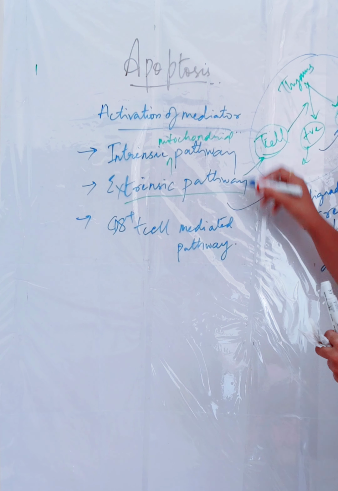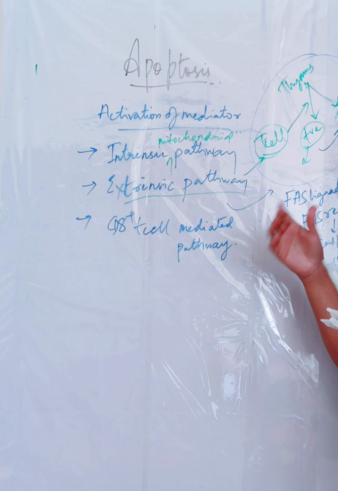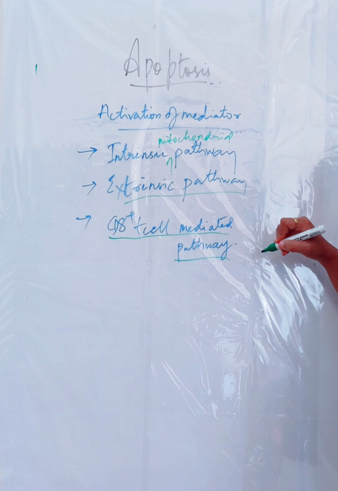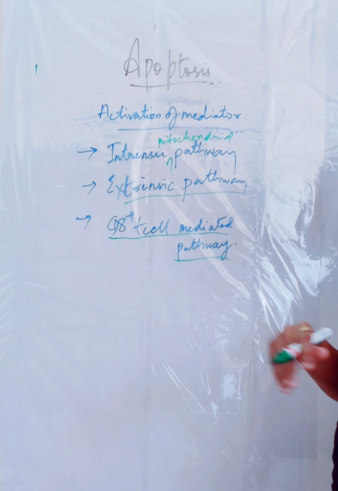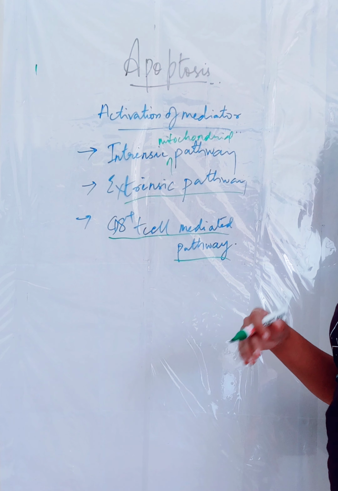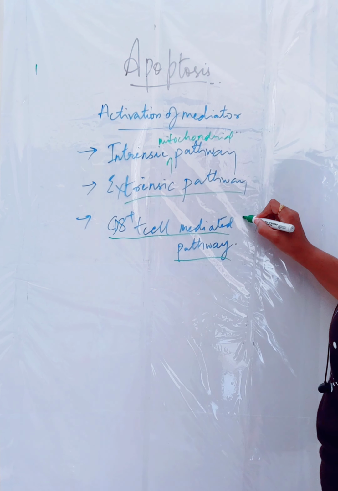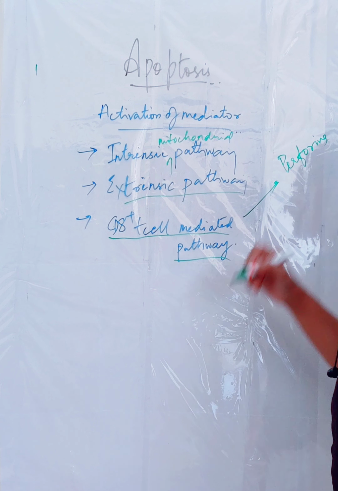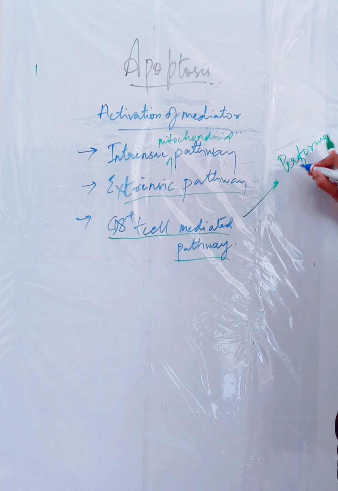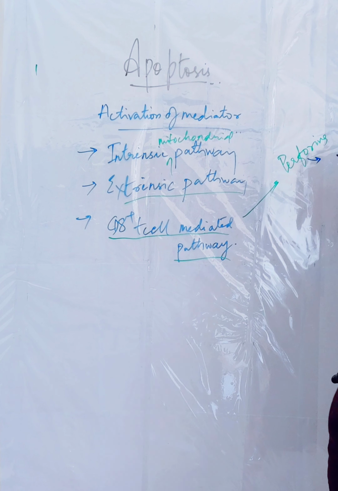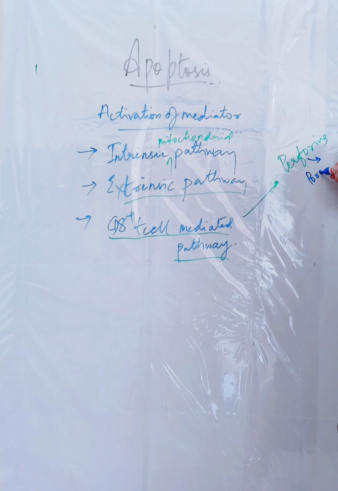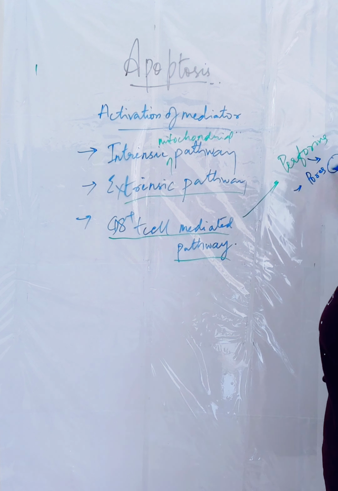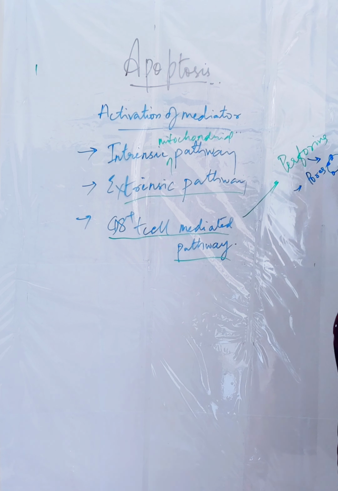So this is how the extrinsic pathway takes place. Now we talk about the CD8 T cell mediated pathway. In this pathway, when the cell is under stress, the CD8 T cell produces perforins. These perforins initiate pores, making pores on the cell membrane of the cell.